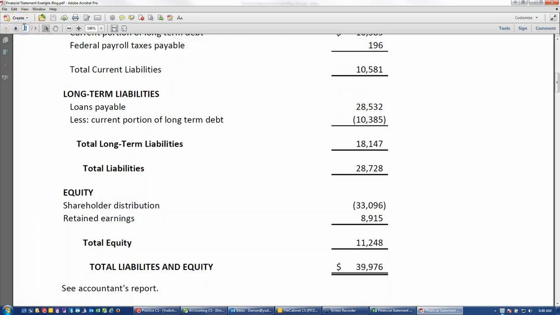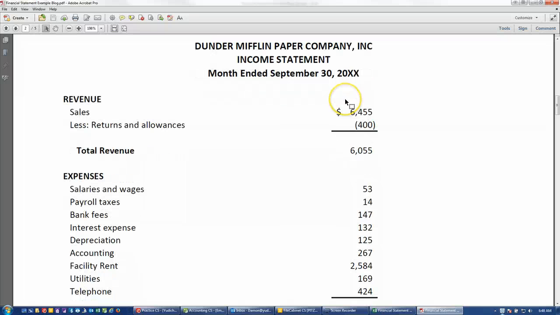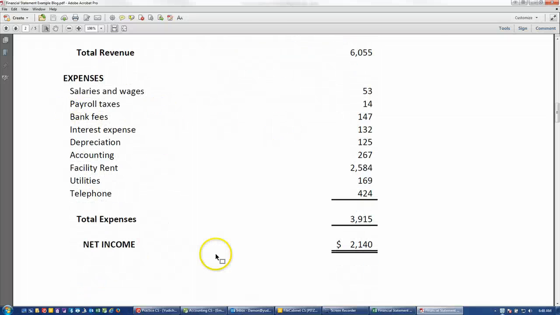The next financial statement that you need to be aware of is the income statement. And this is going to cover a period of time. In this instance, it's covering the month of September. Now, what you're going to see here is it really breaks down to 2 main areas. You've got your revenues, and then you've got your expenses. And then the final item is going to be net income, or if you lost money during that period, it's going to be a loss.